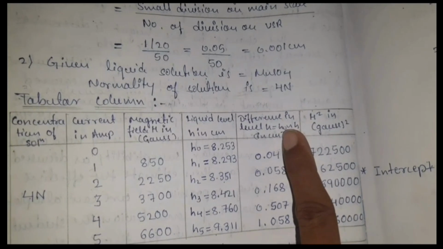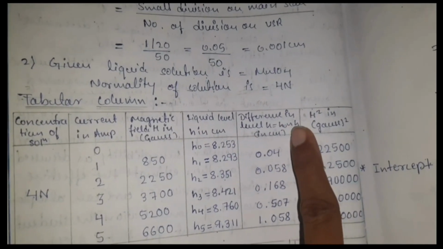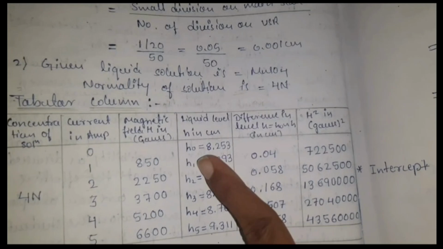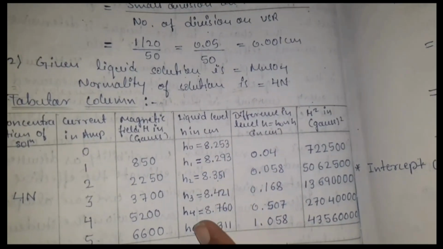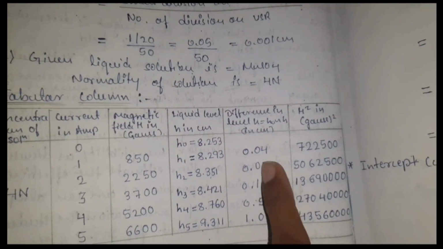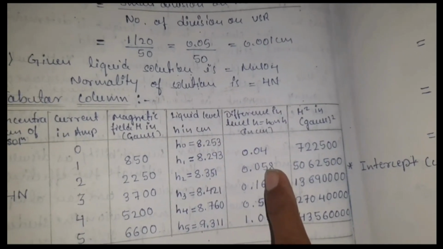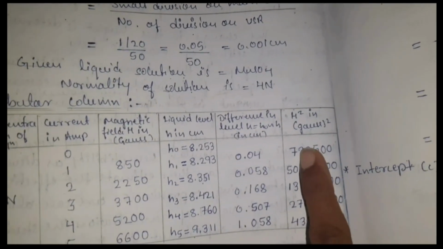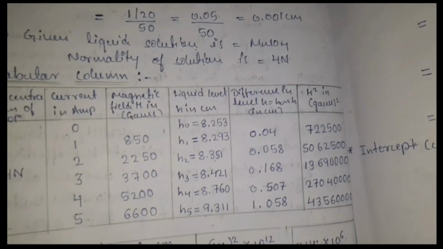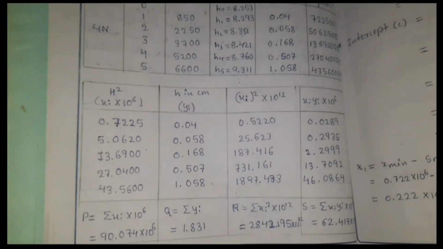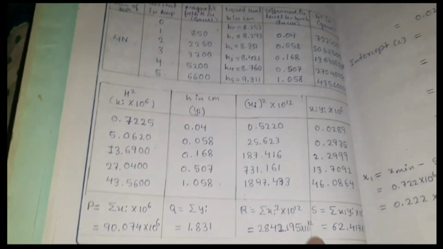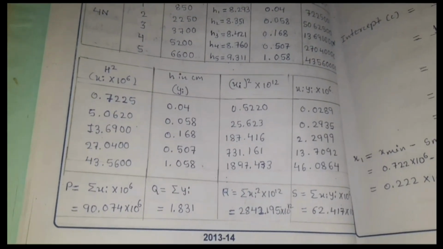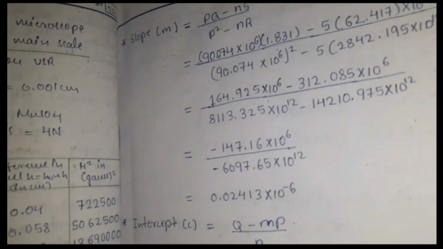Take the difference, given by h equal to h0 minus h. So you have to subtract the values of h1 to h5 from h0, and you will get the value of the difference in level h. Then take the square of the magnetic field. Once you calculate, go for the LSF method. Consider H square as Xi and h as Yi, and calculate the LSF parameters P, Q, R, S. You can calculate the slope and intercept.